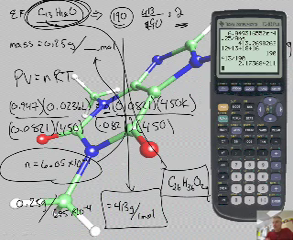And that is how we do a molecular mass problem. You can see this is a very complex problem, but you'll be doing some of these in class. So we will see you in class, and we will make sure you know how to do these.